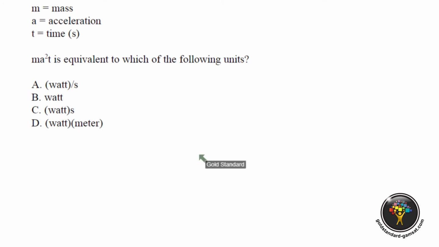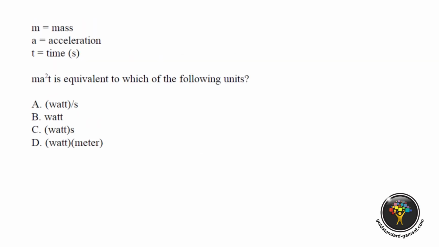So it looks like most people have chosen answer A. Now, if I'm looking at this in the exam, if you look at the answer choices, they all have watts in them, so I'm going to keep that in mind. Now I'm going to try to break up this m a squared. I don't see acceleration squared very often, so it makes me want to break that up.